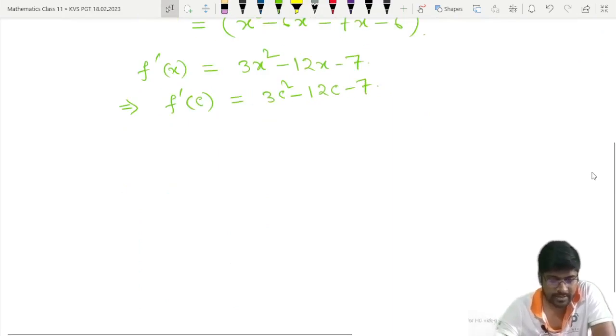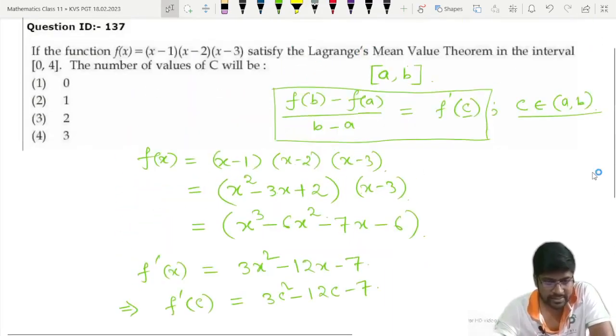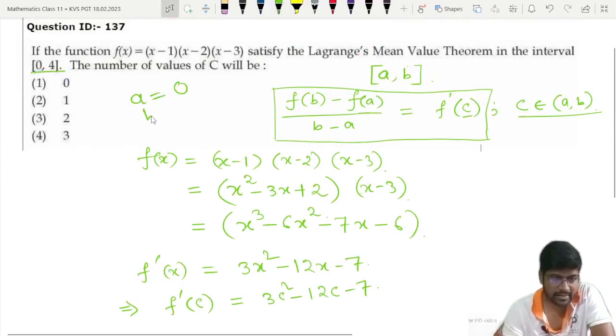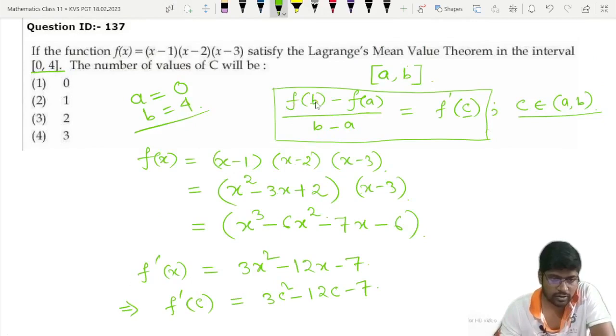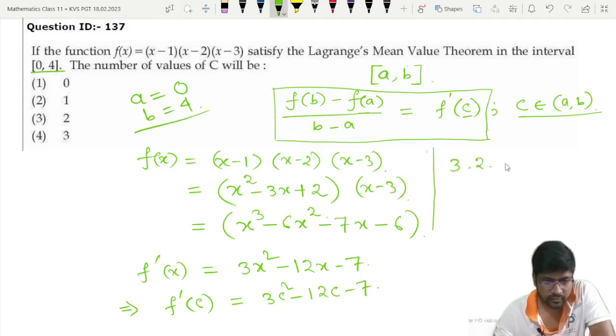So f b minus f a, in the left hand side, f of b minus f of a. Now what is b and what is a here in this problem? Now in this problem a is equal to 0 and b is equal to 4. So what will be f of 4? f of 4 means 4 minus 1, that is 3, 4 minus 2, that is 2, and 4 minus 3, that is 1. So this is our f of 4 minus f of 0. If you put 0, then we will get minus 1 into minus 2 into minus 3.